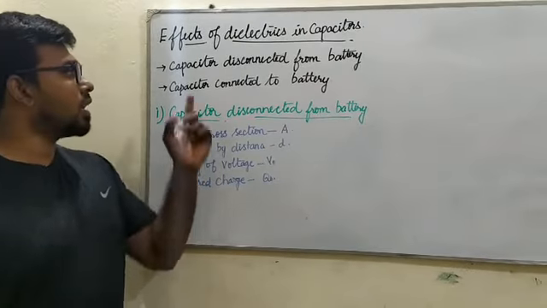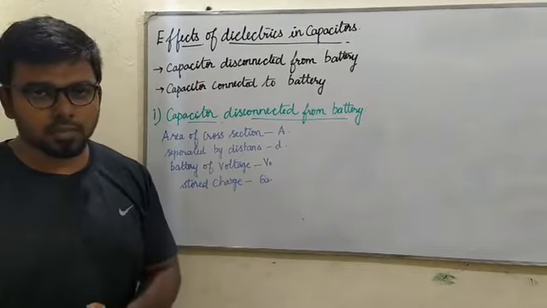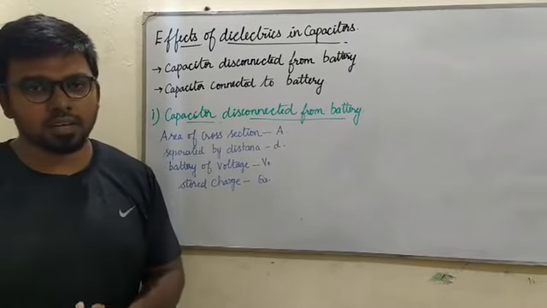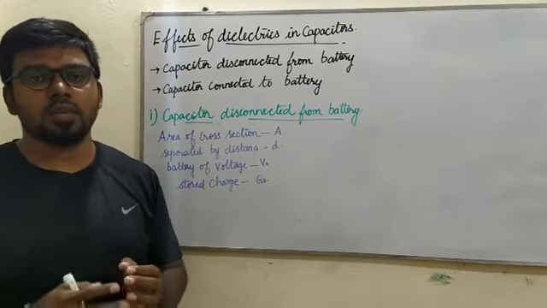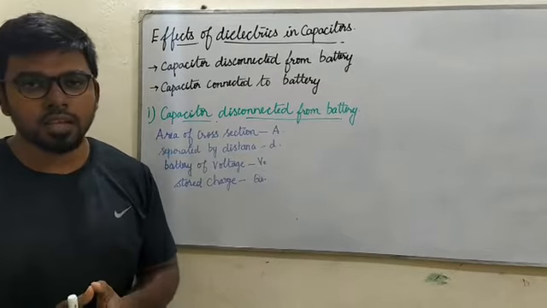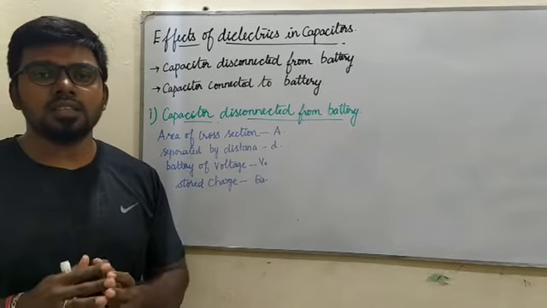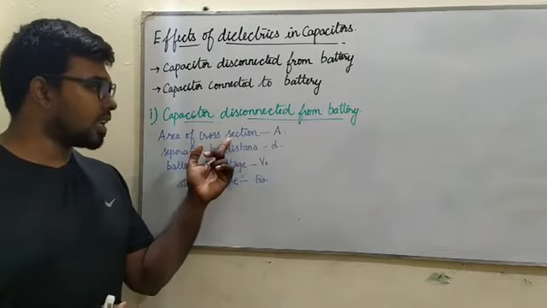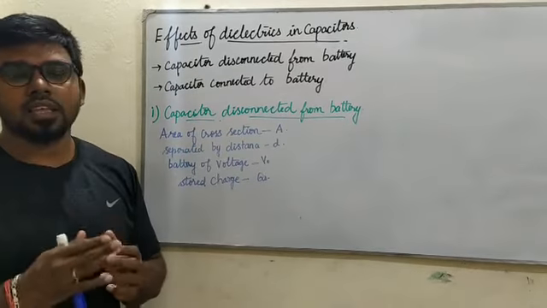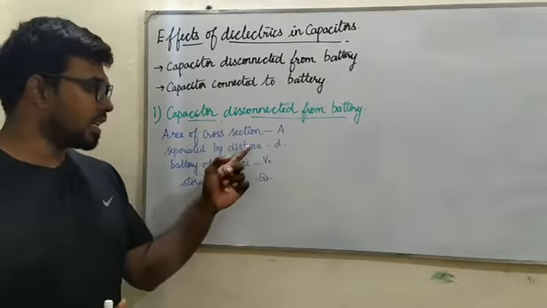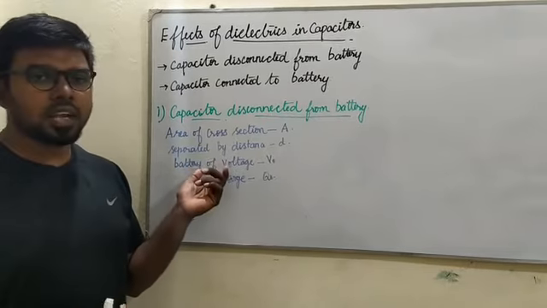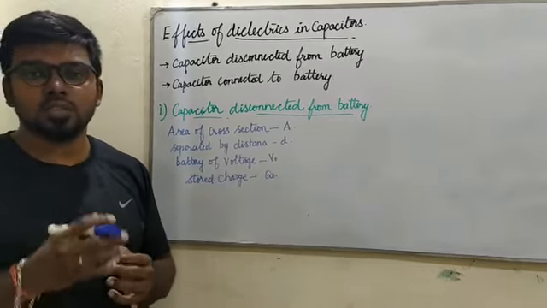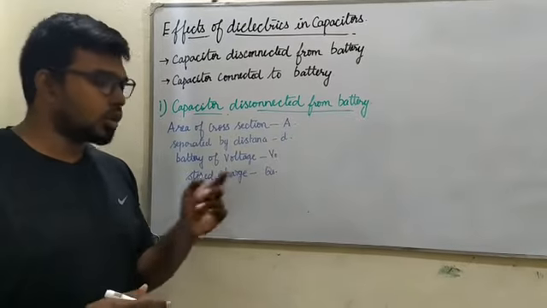The first one is when the capacitor is disconnected from the battery, and the second phase is when the capacitor is connected to the battery. First, let us discuss when the capacitor is disconnected from the battery. Consider two parallel plates whose cross-sectional area is A and they are separated by a small distance D, which is connected to a battery of voltage V0, and the charge stored in the two parallel plates is Q0.